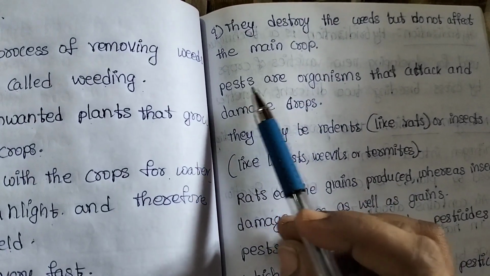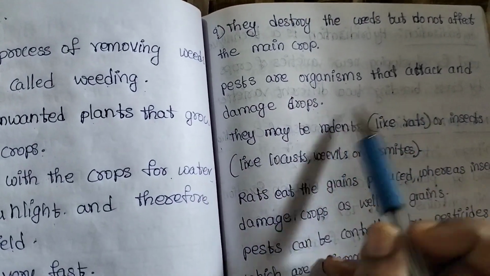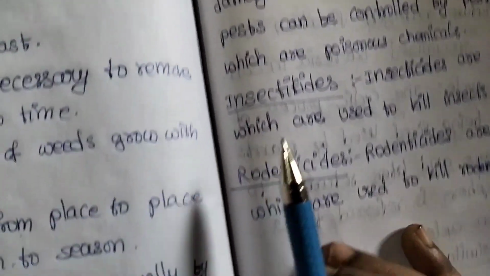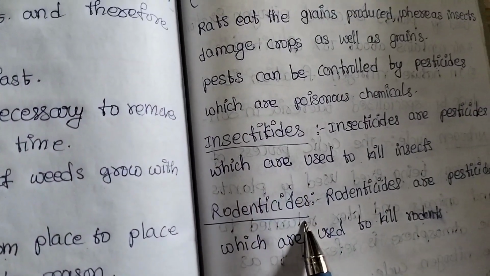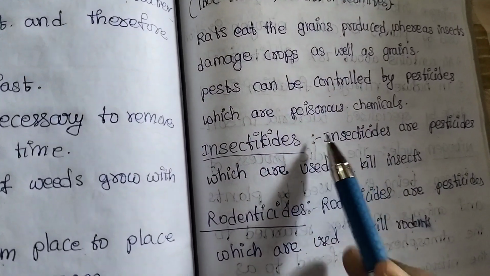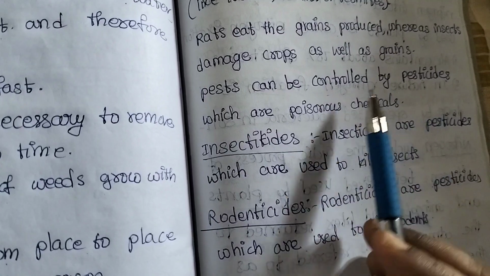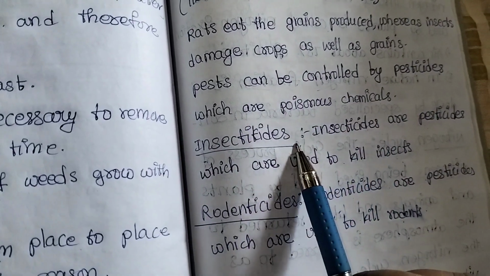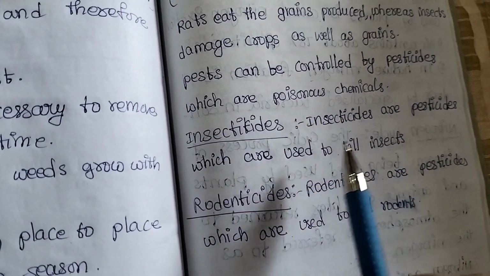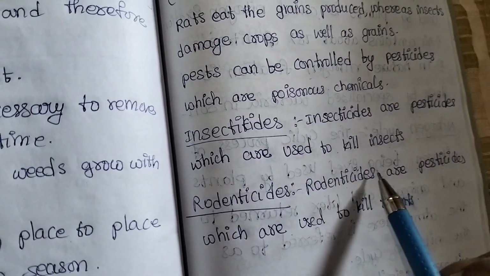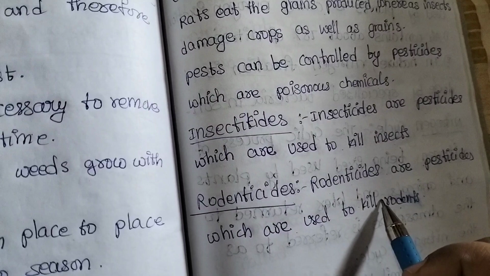Pests are organisms that attack and damage crops. Pests can be controlled by pesticides, which are poisonous chemicals. There are two types of these chemicals: insecticides and rodenticides. Insecticides are pesticides which are used to kill only insects. Rodenticides are pesticides which are used to kill rodents.